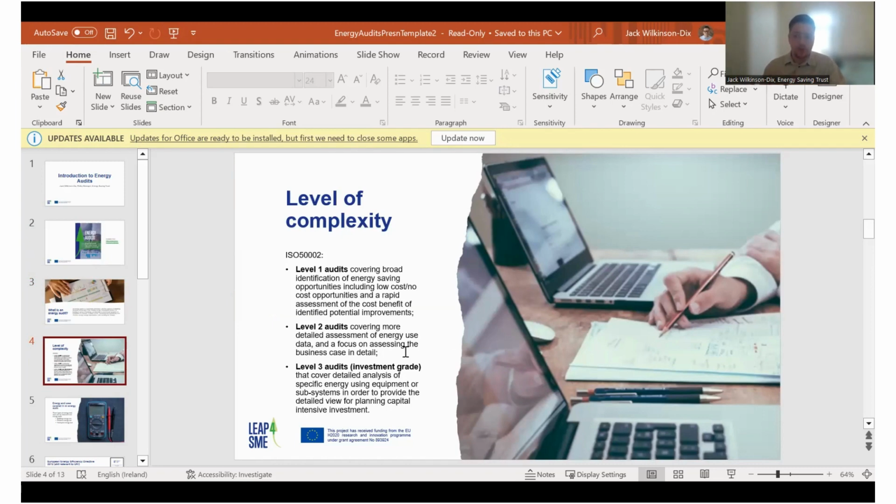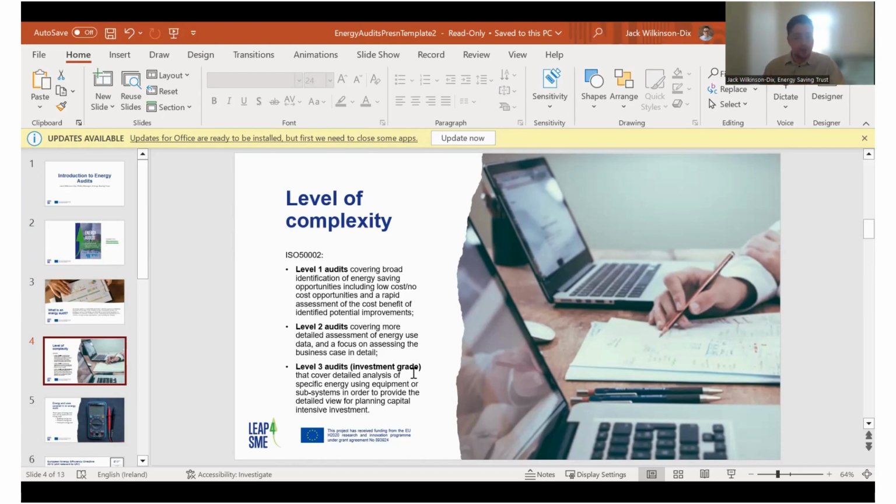So level 1 audits cover broad identification of energy saving opportunities, including low cost or no cost opportunities, and a rapid assessment of the cost benefit of identified potential improvements. And this will be a very general overview, not dissimilar from a residential energy assessment, and less useful for businesses with sector specific high energy use equipment or processes.